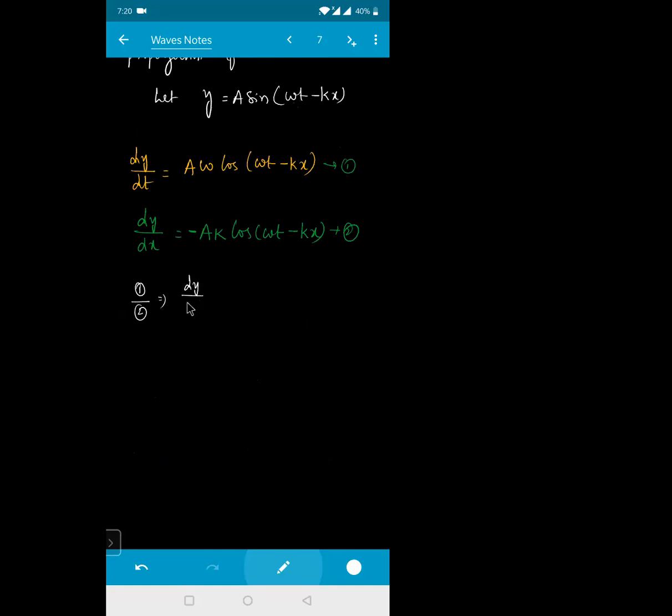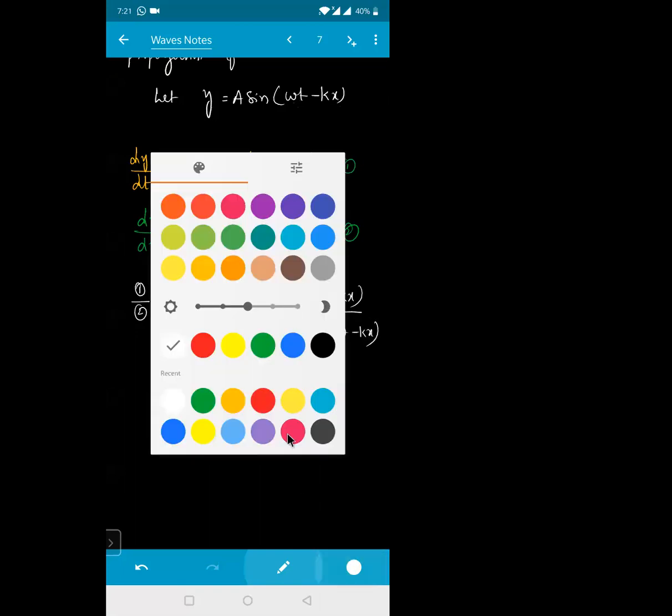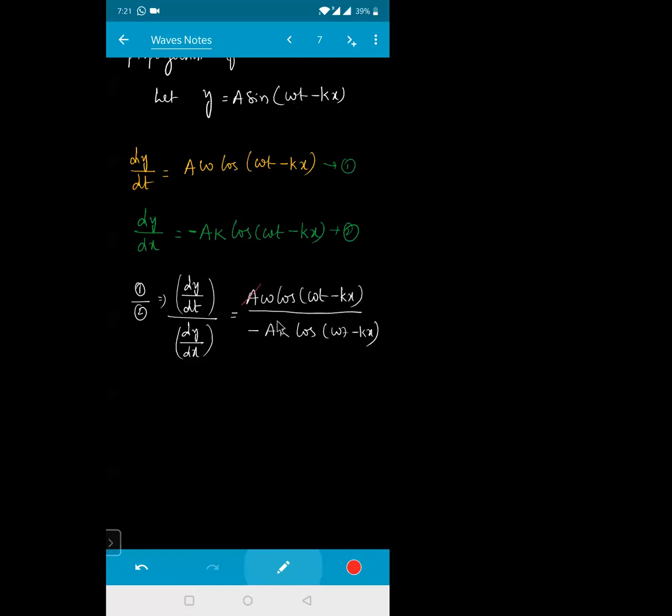dy by dt divided by dy by dx will be equal to a into omega into cos(omega t minus k into x), divided by minus a into k into cos(omega t minus k into x). Anything getting cancelled in this one? This a and this a will get cancelled. This cos(omega t minus kx) will get cancelled.